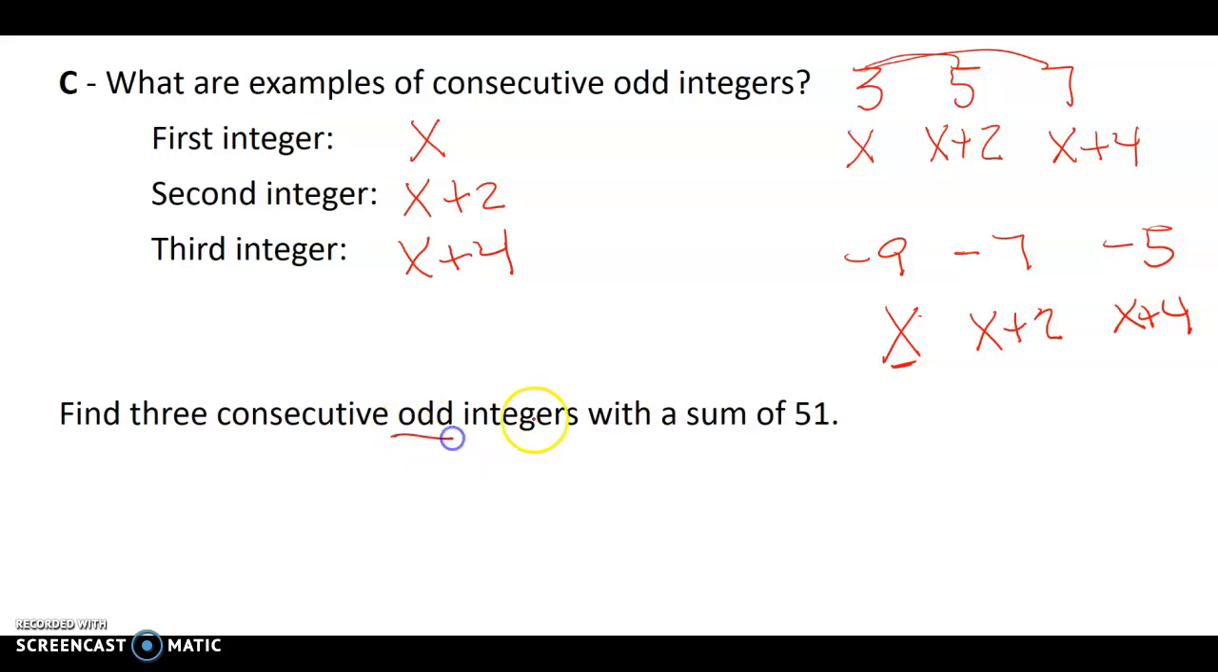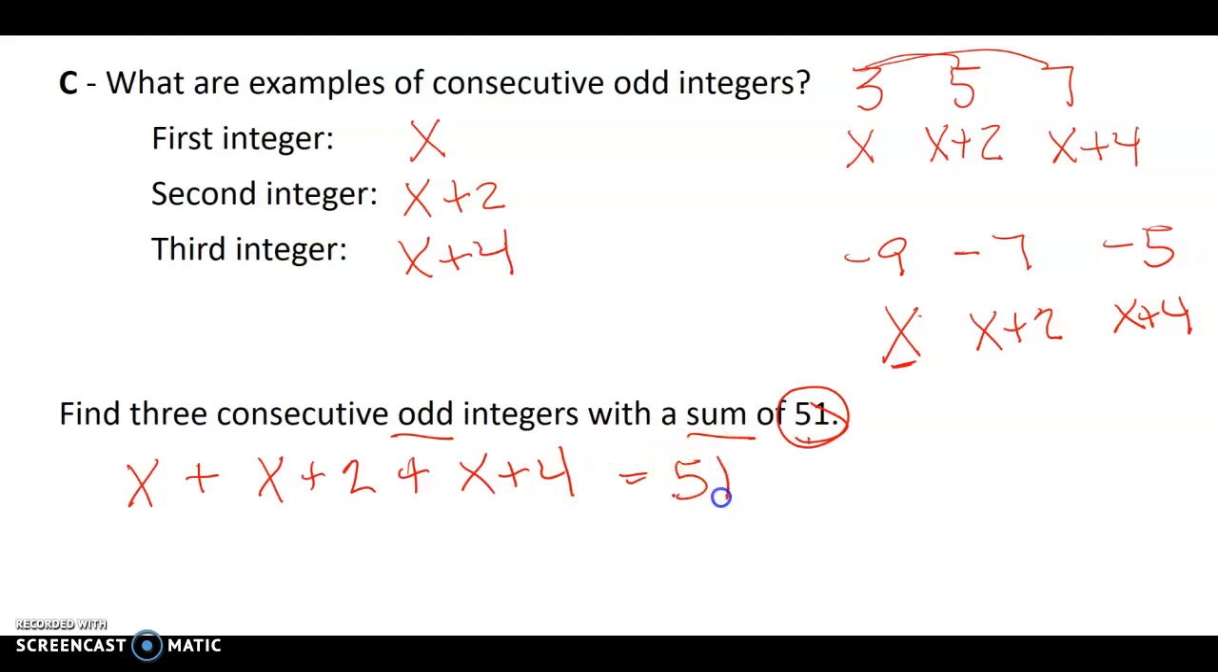So let's take a look at odd integers, the sum of. This is the number that's going to determine whether or not I'm looking for odds or evens. Whatever number's out here is going to make that difference. So we set it up. Here's my first number. Bring down my second number. X plus 2 represents my second number. X plus 4 represents my third number. And I set it equal to 51.